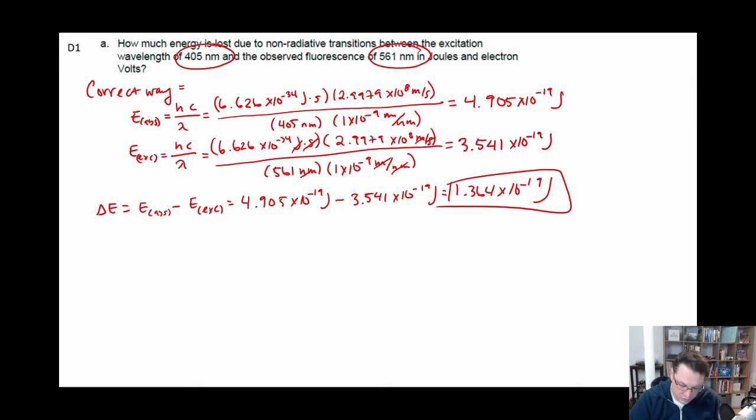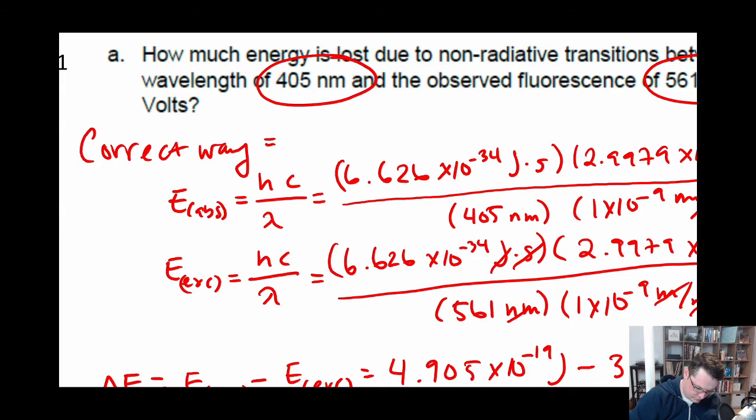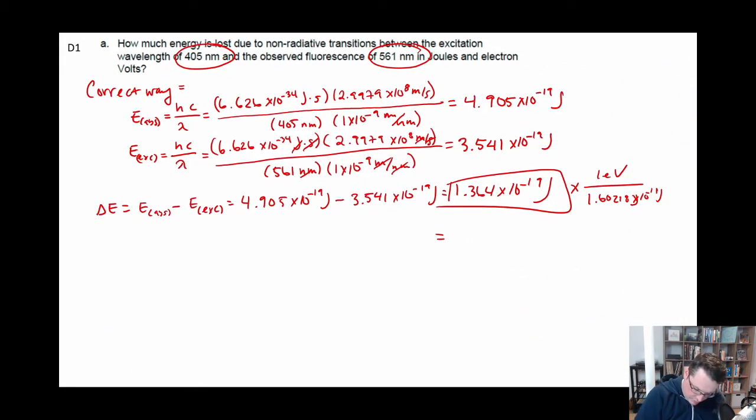You can simply convert that into electron volts by multiplying by 1 electron volt divided by 1.60218 times 10 to the negative 19 joules. So 1.364 times 10 to the negative 19 divided by 1.60218 times 10 to the negative 19 comes out to 0.85 electron volts, which is what I have in the key. And so that's the correct way to do it.